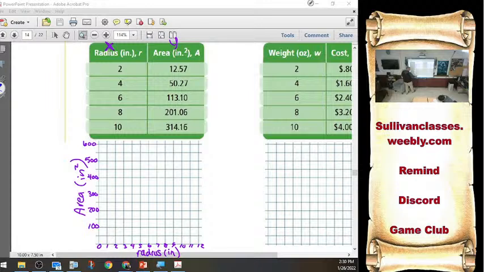At 2, 12.57. That's like barely off the line, because remember, that first box is 50. At 4, 50.27. So pretty much right on that intersection. Get the rest of them. You're going to have to guesstimate them a little bit. Plot the rest of them. Remember, each box is 50. You're going to have to ballpark it somewhere in there.